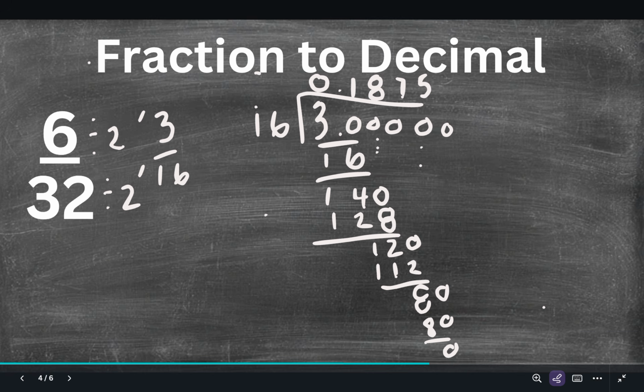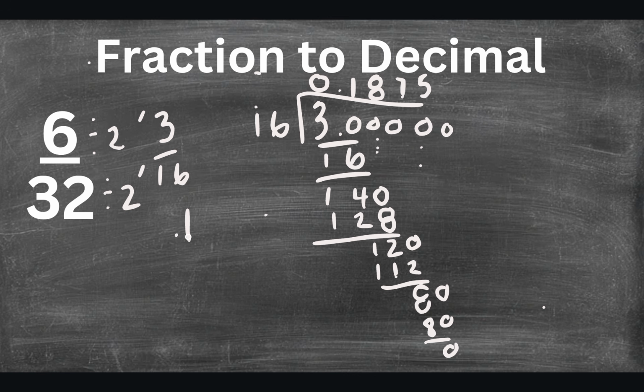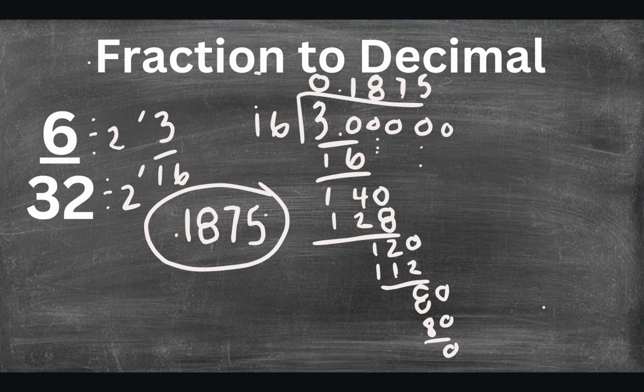So 6/32 converted to a decimal is 0.1875 or 1,875 10,000ths.